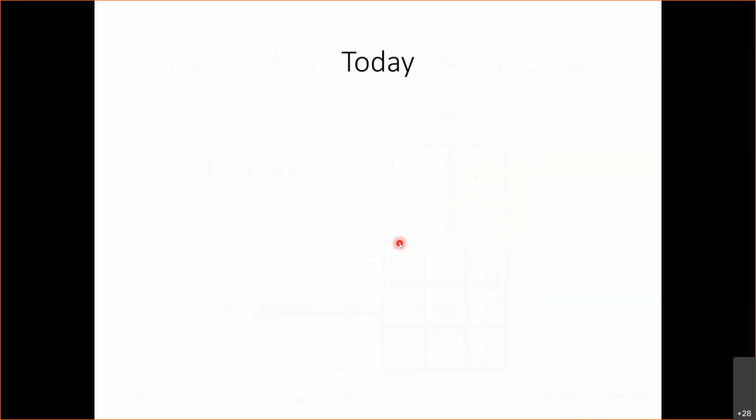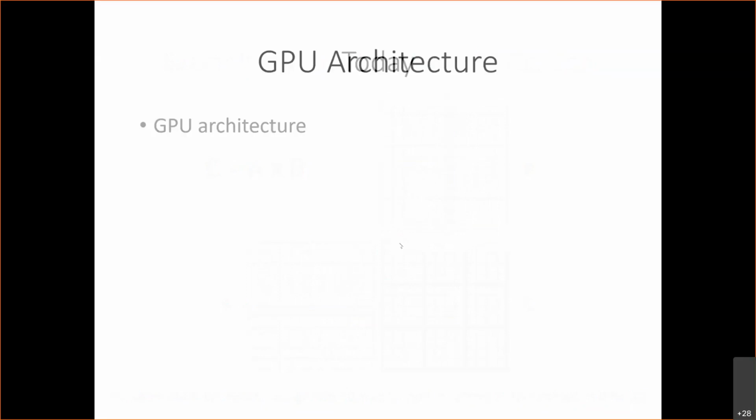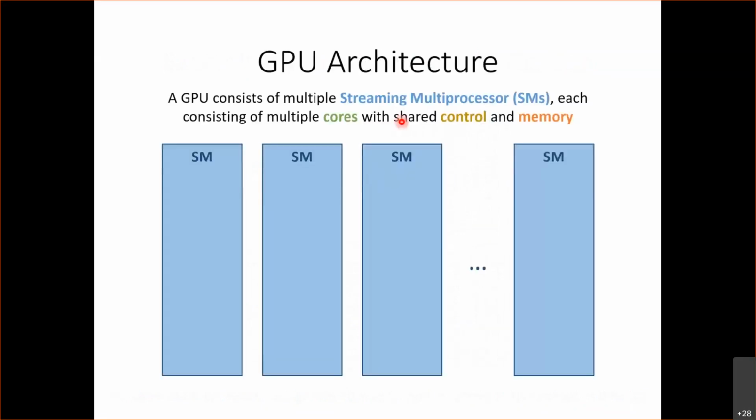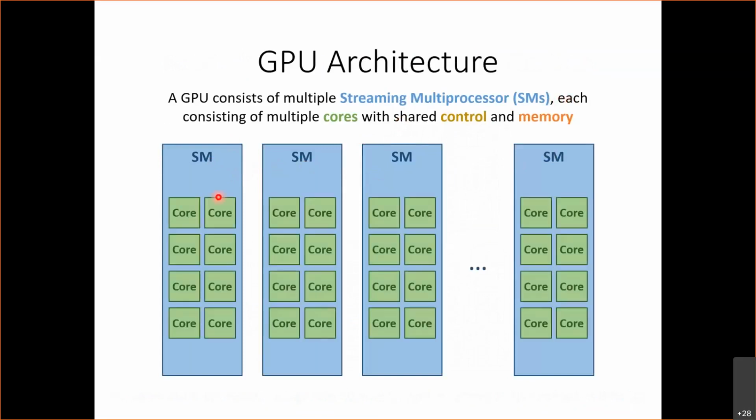So today, we're going to be talking about the GPU architecture. So to start off, a GPU consists of multiple streaming multiprocessors. We call them, or for short, we just say SMs. Every streaming multiprocessor consists of multiple cores. And by cores, we mean these units that can execute arithmetic operations.